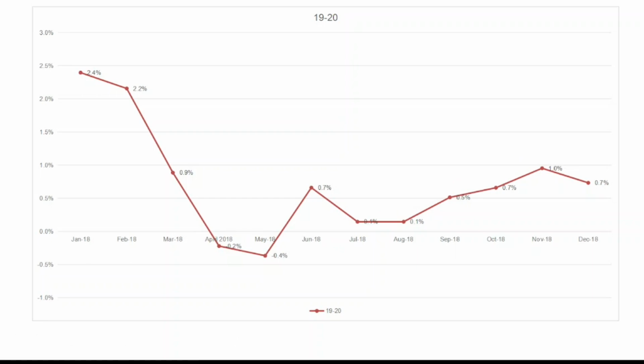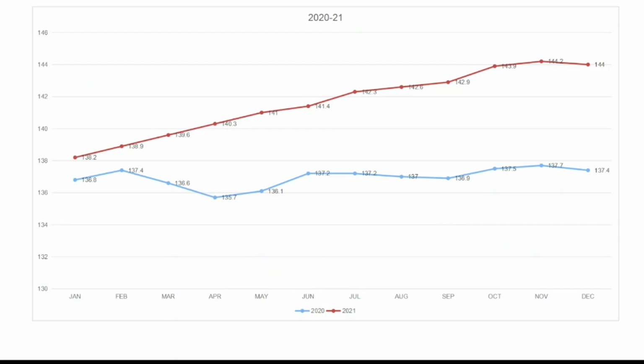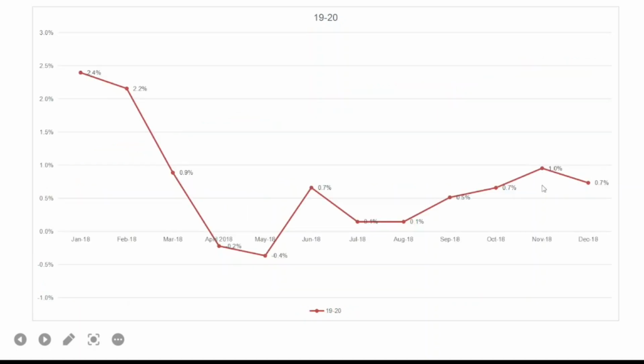Now let's look at 2020 and 2021 data. So this is the 2020 data and this is the 2021 data. You see how these two lines are diverging from each other. They were very close here, but after the pandemic, the recovery was slow and we didn't see too much inflation happening. It was like 0.1, 0.5, 0.7. The highest we had was only 1%, which was here, right? So it was very moderate inflation.